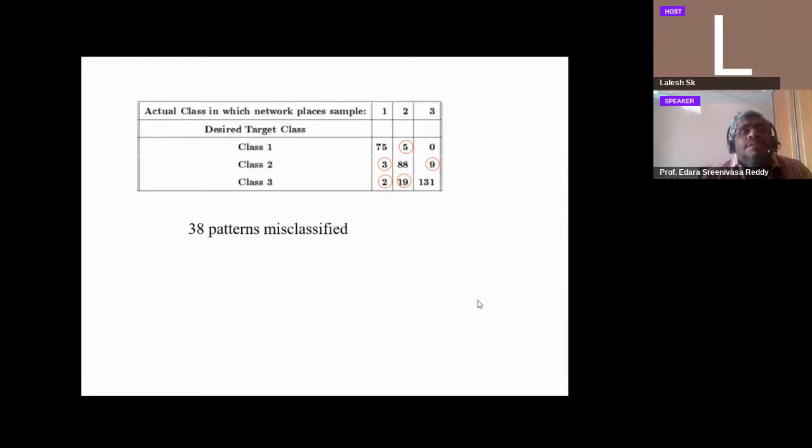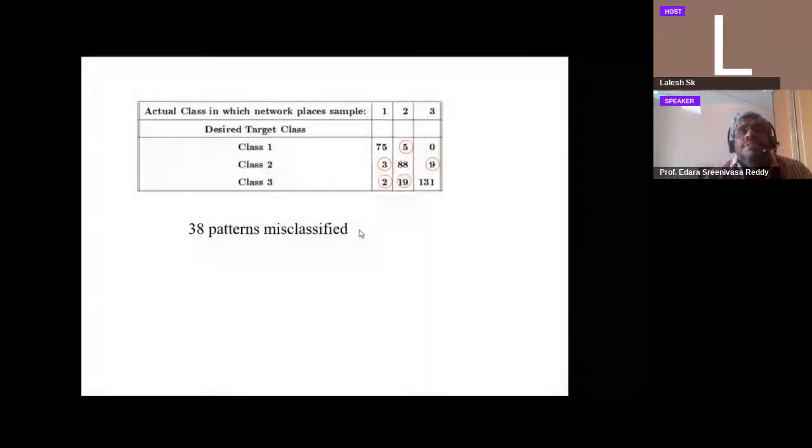Here is the actual class in which the network places the sample, 1, 2, 3, against the desired target class 1, class 2, class 3. So 38 patterns are misclassified. In class 1, 5 are misplaced. In class 2, 3 and 9 are misplaced. In class 3, 2 and 19 are misplaced. In total, 38 patterns are misclassified.